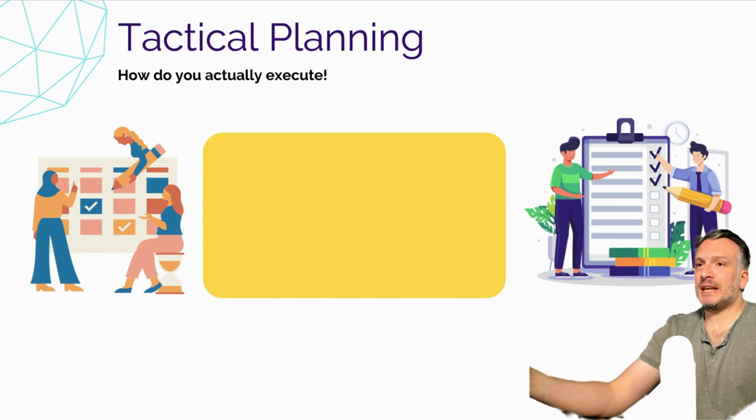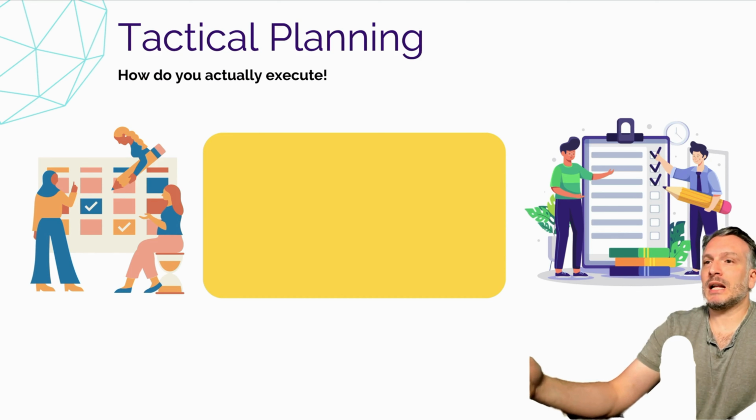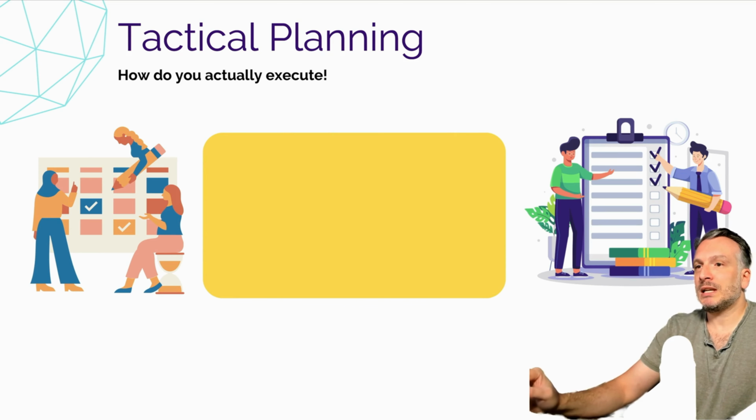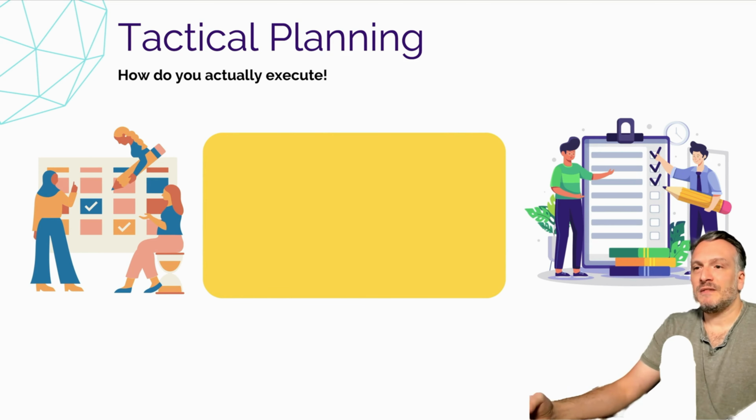Another aspect of planning is tactical planning. With strategic planning, we were looking at the long term. We were establishing what we will need to succeed in the long term. With tactical planning, we need to understand how we do things on a daily basis. How do we actually execute? This is where agile development strategies can be useful, for example.